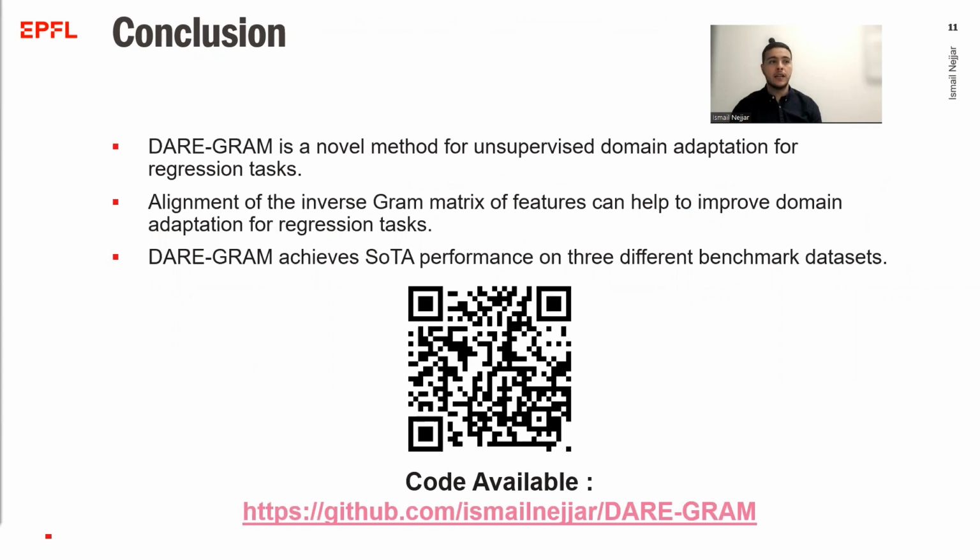By leveraging insight from the ordinary least squares solution, we propose aligning the inverse gram matrix of features as a strategy to facilitate adaptation. More details and insights are included in our paper.